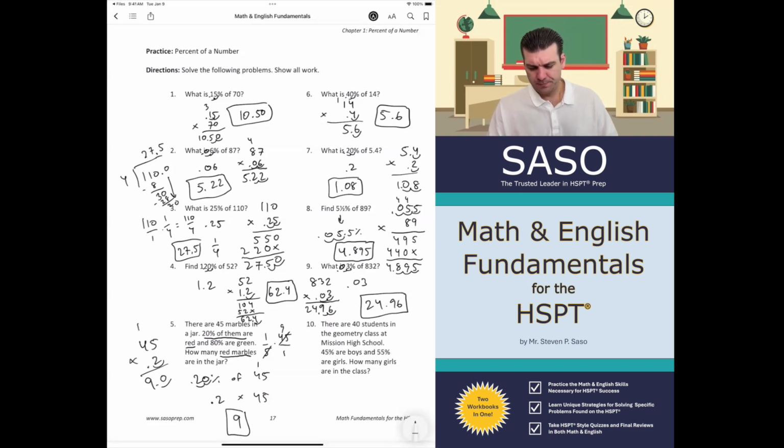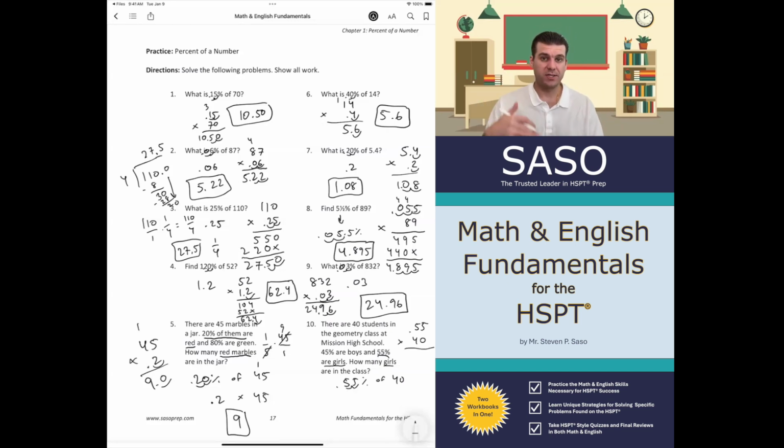All right, number 10, there are 40 students in the geometry class at Mission High School. 45% are boys and 55% are girls. How many girls are in the class? So I always look to say, okay, well, what is the percentage of girls here? It's 55%. So this is 55% of 40, which is the total number of students. Okay, so what do we do? We just change 55% to a decimal, which is 0.55, and then multiply that by 40.